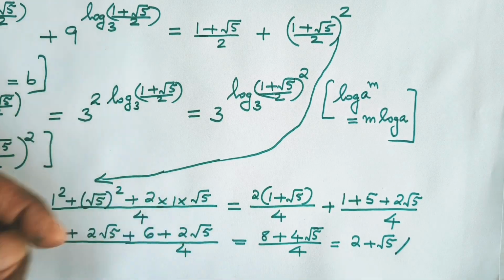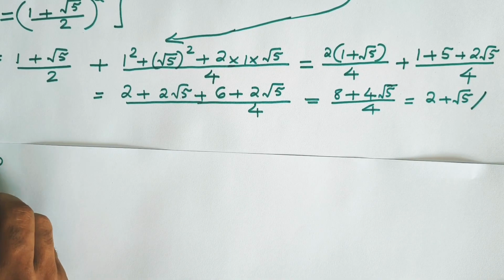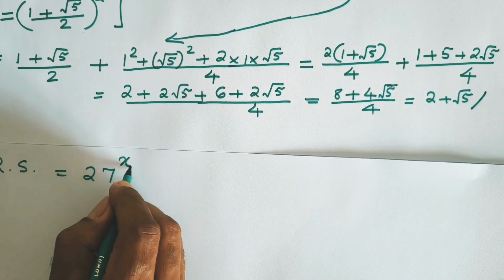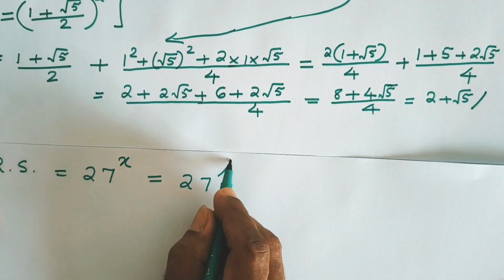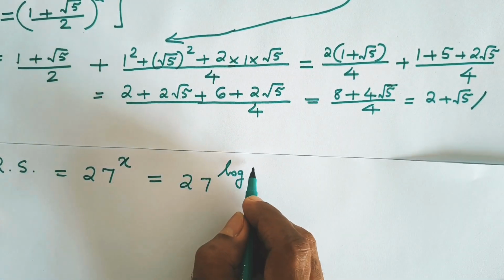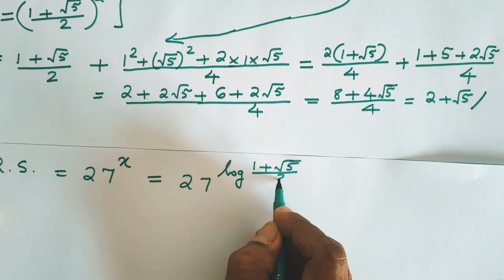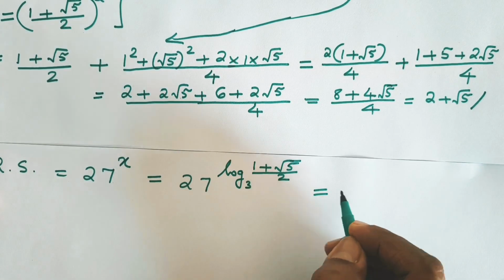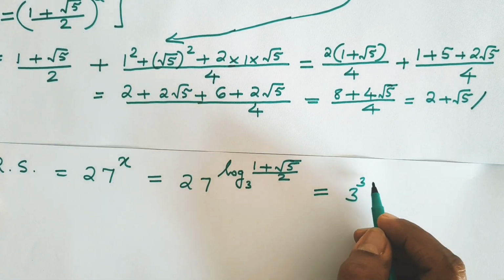Okay. Now let me take the right side, which is 27 to the power of x, and do this process again. The right side was 27 to the power of x, which is equal to 27. X we had found out to be, yeah, we have already done that substitution. X is log of 1 plus root 5 divided by 2 to the base 3. This is equal to 3 to the power 3. 27 is 3 to the power of 3.